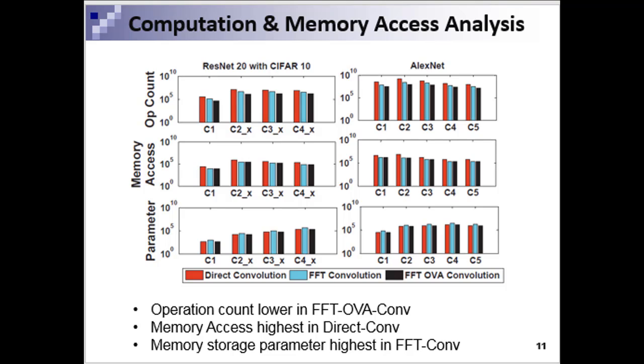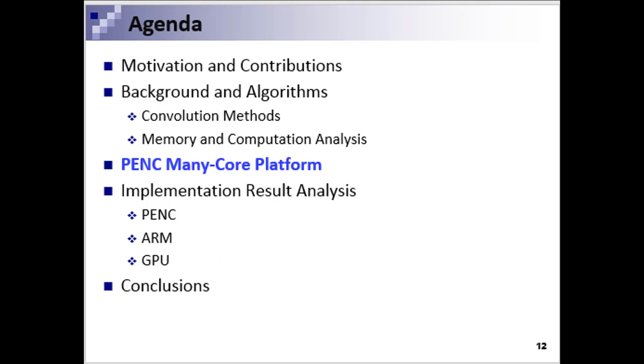I'm showing a computation and memory access analysis on these two networks for three different sorts of convolution. In terms of operation count, we can see the black bar, which is showing FFT OVA convolution, is giving the lowest amount of operation count. In terms of memory access, direct convolution, or the traditional convolution, has the most memory access because memory needs to be accessed multiple times. In terms of parameters, or the amount of storage you need, FFT convolution requires the highest amount of memory storage since it runs into the intermediate memory build-up problem, which you already talked about before.